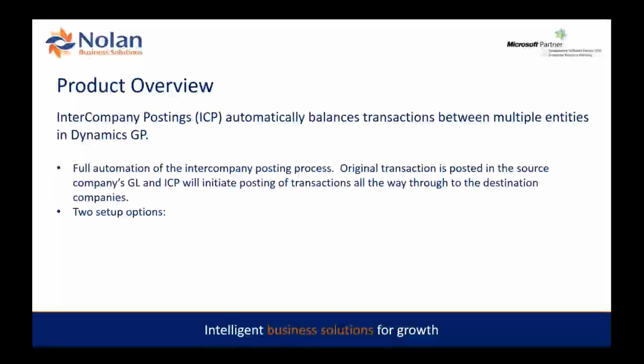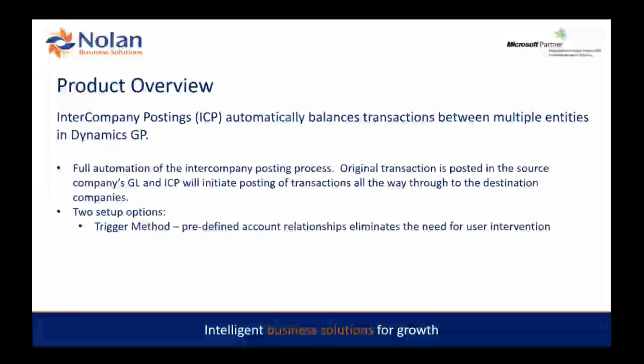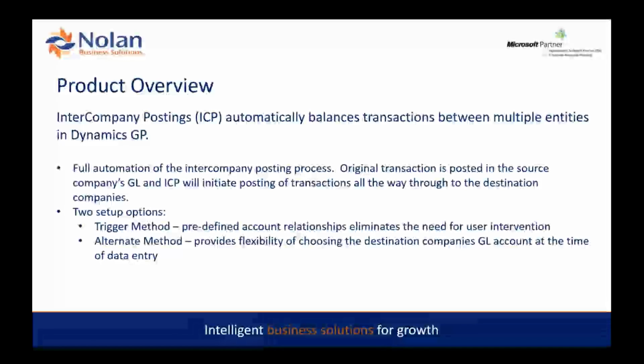The application can be set up to leverage one of two methods. The trigger method eliminates the need for user intervention at the time of data entry by predefining GL account relationships that become triggers for automatically posting intercompany GL entries. The alternate method provides flexibility of choosing the destination company's GL account at the time of data entry. Both methods will be highlighted during our product demonstration today.